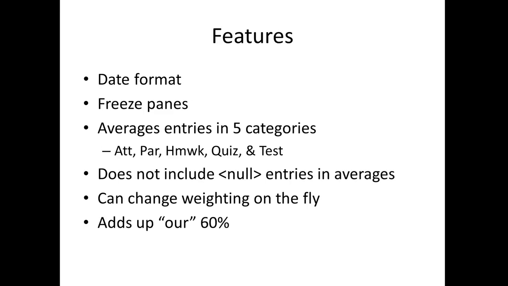It features a date format that I really like. It features freeze panes, so the headers and the student names are always visible. It averages entries in 5 different categories: attendance, participation, homework, quizzes, and tests. Like I said, it does not include null entries in averages. You can change weighting on the fly, which means you don't have to change any formulas in order to change your weighting.